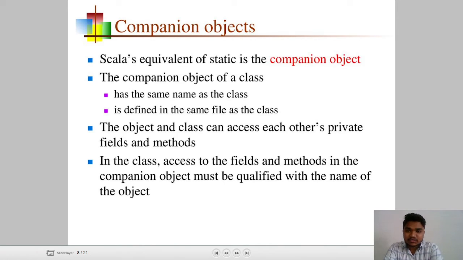And companion objects. Scala's equivalent of static is the companion object. The companion object of a class has the same name as the class, and it is defined in the same file as the class. The object and the class can access each other's private fields and methods. In the class, access to the fields and methods in the companion object must be qualified with the name of the object.